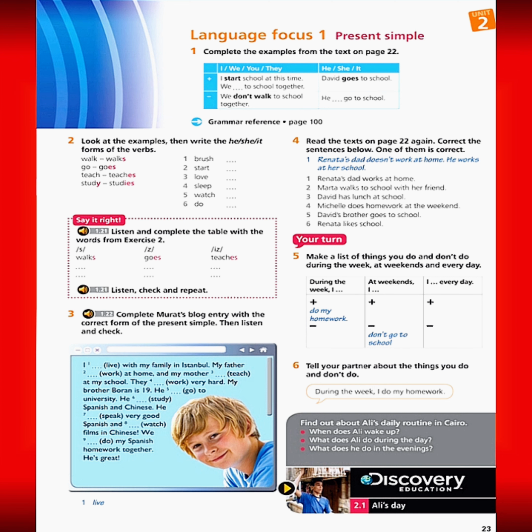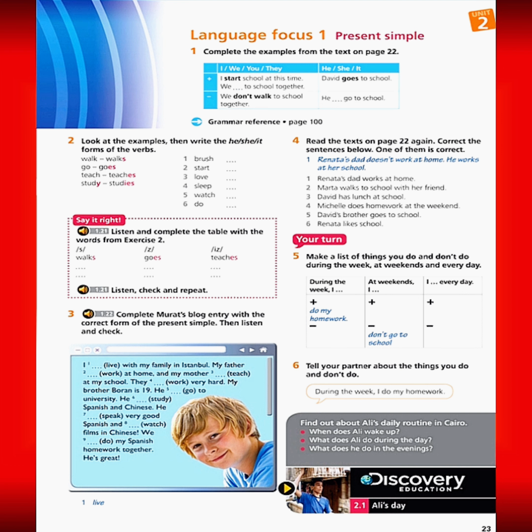Some verbs have an irregular third person. Have, for example, becomes has. Be becomes is. Let's now take a look at adverbs of frequency.